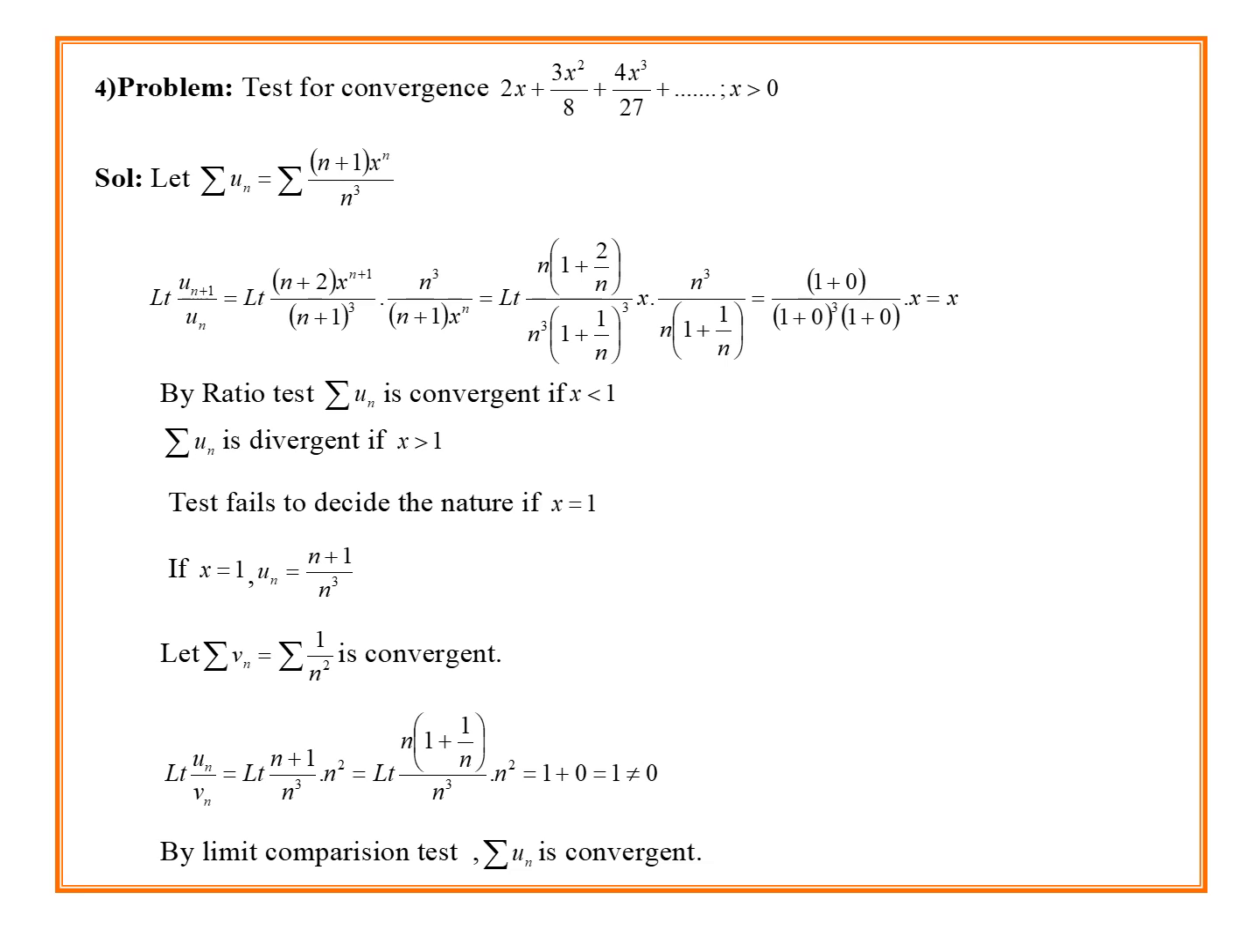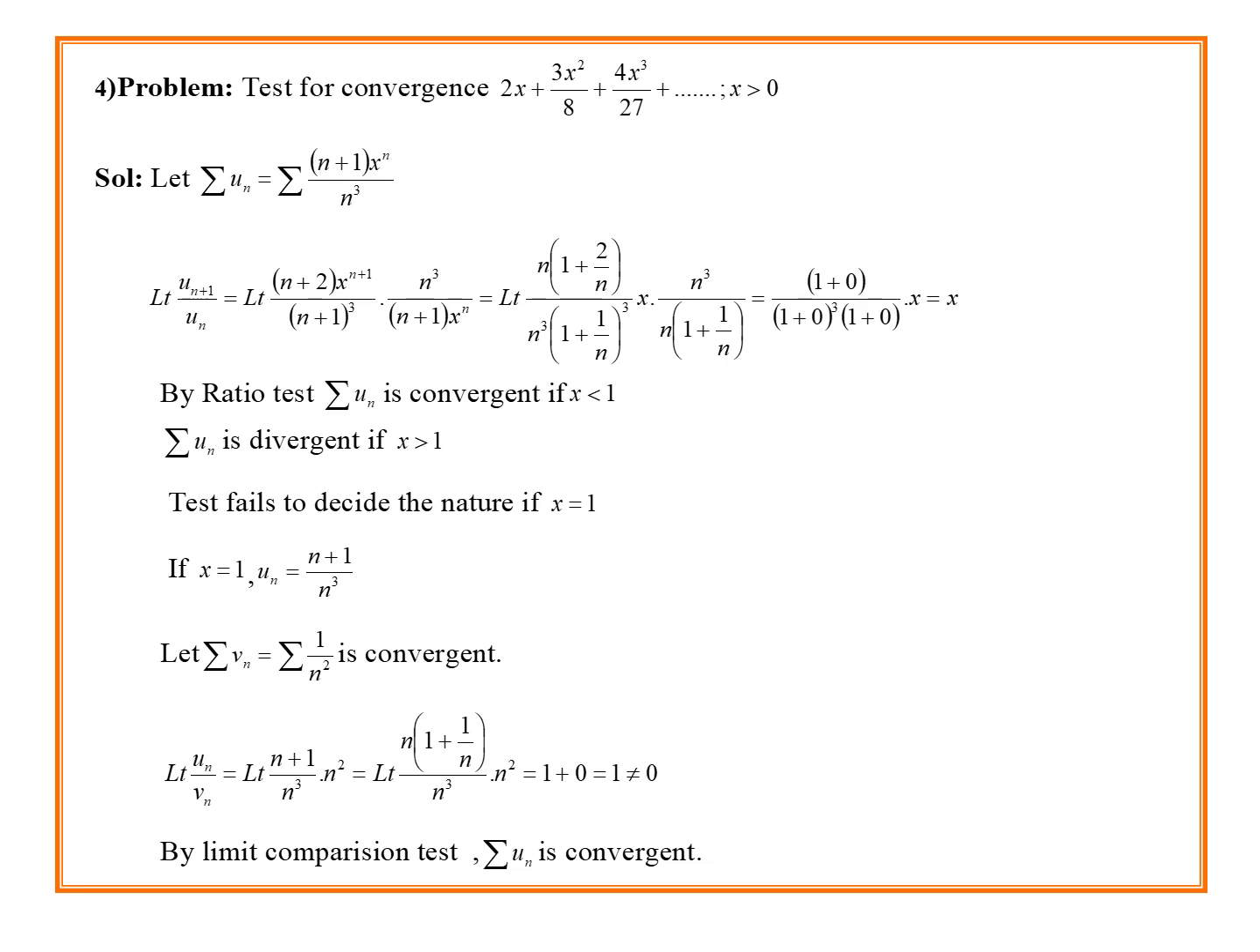So by the ratio test, sigma un is convergent if x is less than 1. In case x value is less than 1, by the ratio test our series is convergent. In case x is greater than 1, our series is divergent. In case x is equal to 1, the test fails. So if x is equal to 1, un can be written as (n plus 1) by n cube.